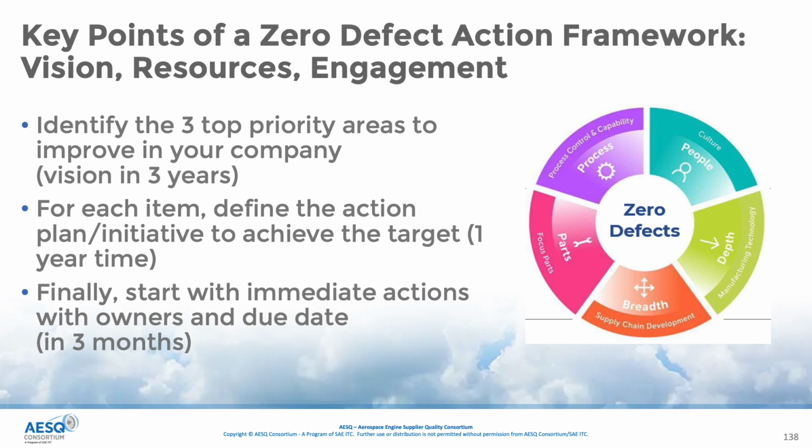Key points of a zero defect action framework: vision, resources, engagement. Here you're going to identify the top 3 priority areas to improve in your company. Vision in 3 years. For each item, define the action plan initiative to achieve the target in a 1-year time frame. And then finally, start with immediate actions with owners and due date in 3 months.